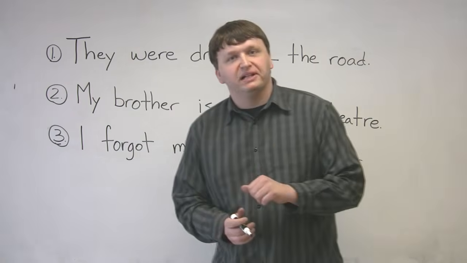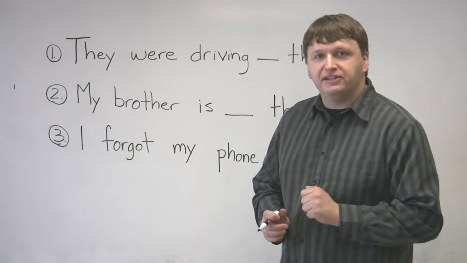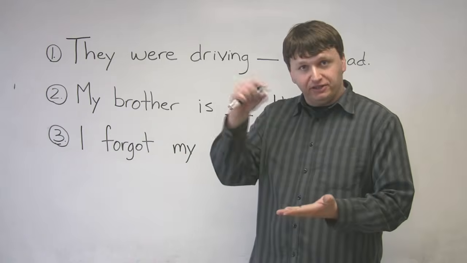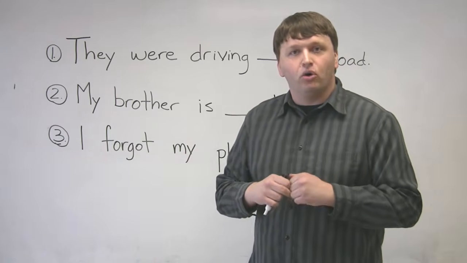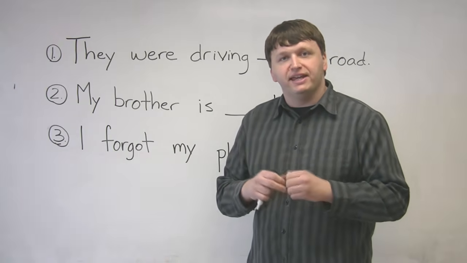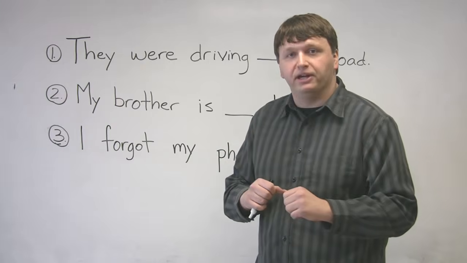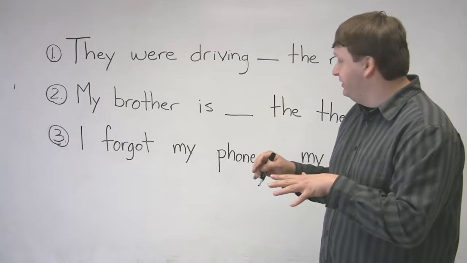Did you get them? Let's check. Okay, so remember, when we're talking about at, on, and in, at refers to something at a specific location. On refers to something that is on a horizontal or vertical surface. And in refers to something that is in an enclosed area. So let's look at the first one. They were driving blank the road.